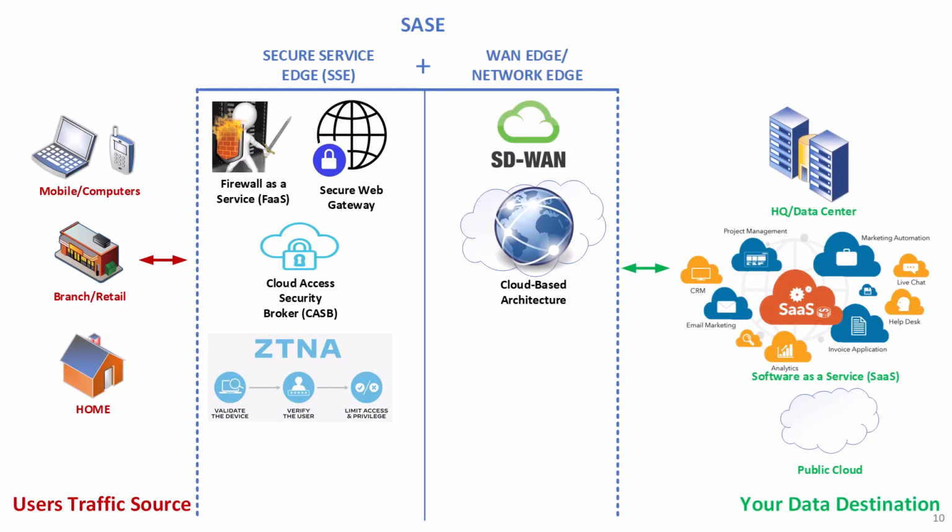This figure illustrates a SASE architecture where users connect from home, branch offices, and mobile connections, and send traffic to a cloud-based secure service edge, plus SD-WAN and WAN edge, which then provides secure, optimized access to destinations like headquarters or data centers, SaaS apps, and public cloud.